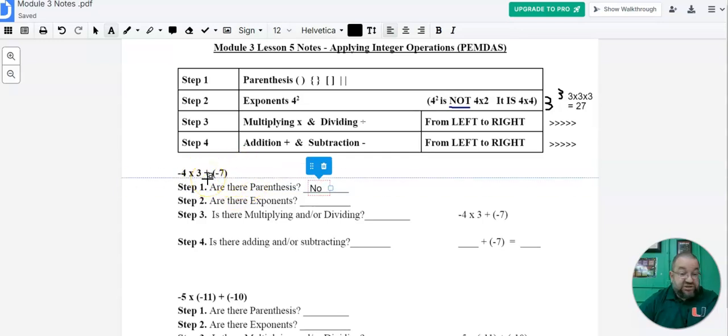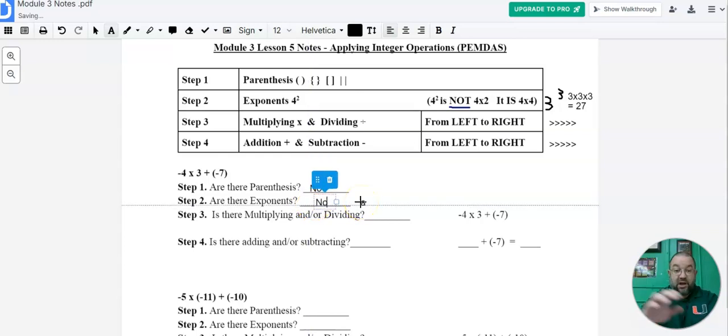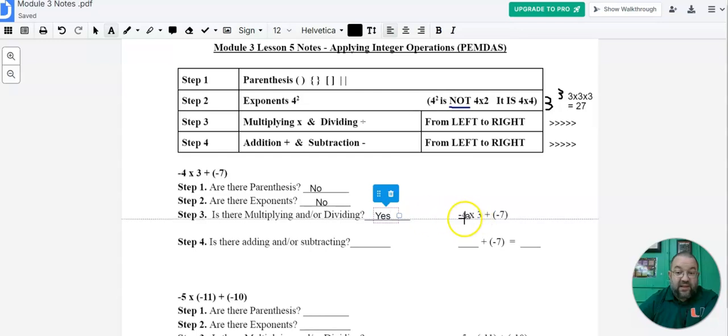Okay? So the next one, are there exponents in here? No. All right. Is there multiplying and dividing? Yes, there is. What are we multiplying and dividing? Well, we have -4 times 3. Okay. So let's focus on that. Let's focus on the -4 times 3.